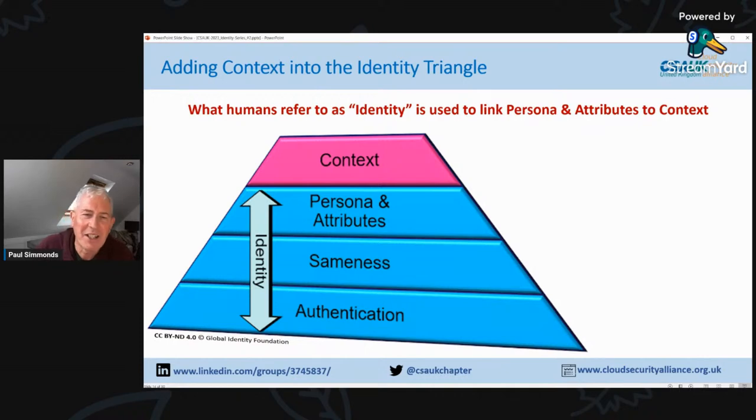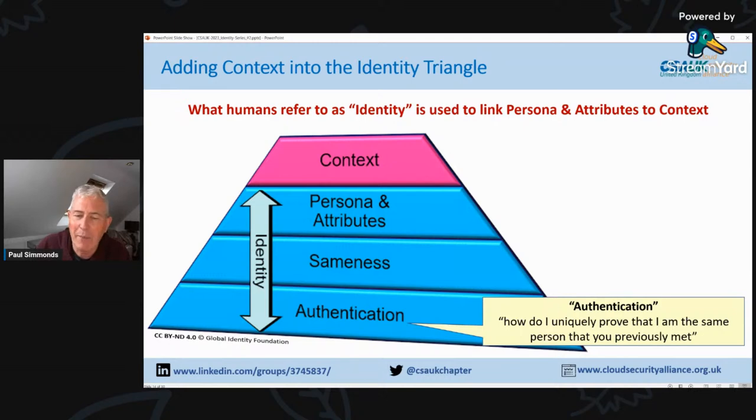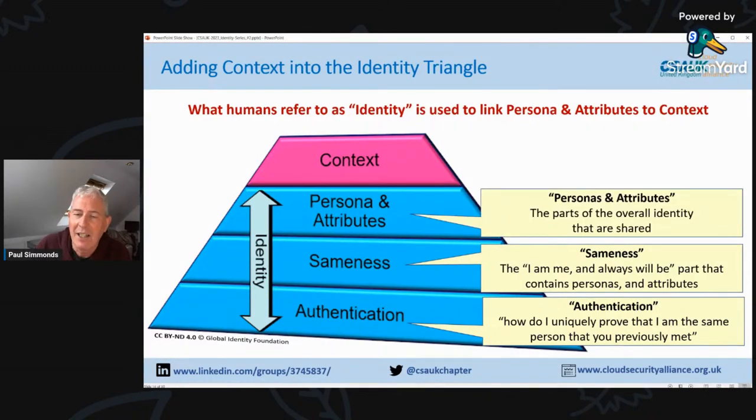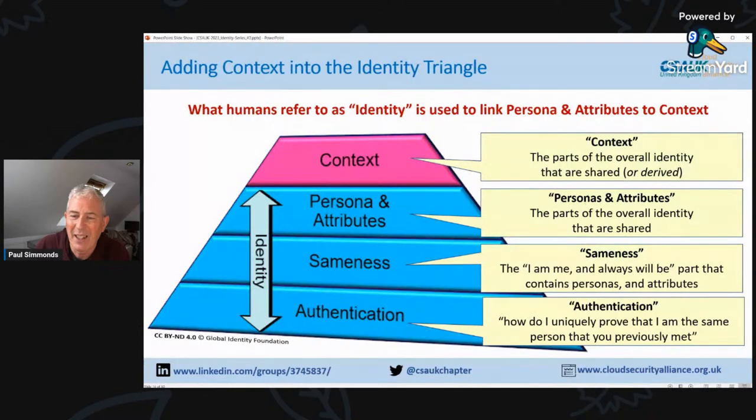So let's add context into this identity triangle. What humans refer to as identity is used to link persona and attributes to context. So how do I uniquely profile me? How do I therefore attach that to being the same person time and time again? Personas and attributes are the parts of that overall identity that I'm now going to share with you in context. So the parts of the overall identity that I share with you, or you can derive because you see me in the street or meet me face to face and you therefore derive, he's probably just over 6 foot, provide context. And context is that group of attributes about that entity that we attach to the sameness.